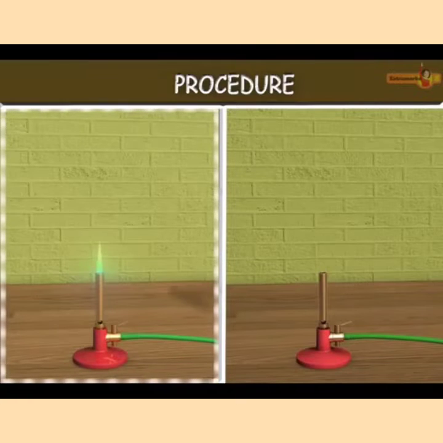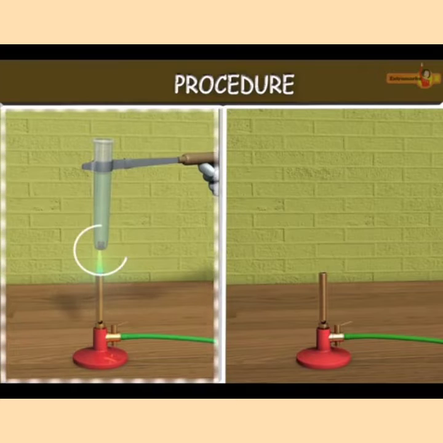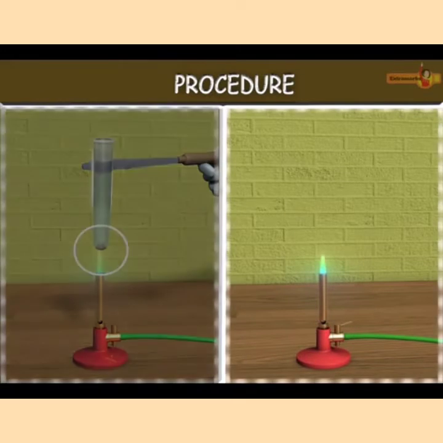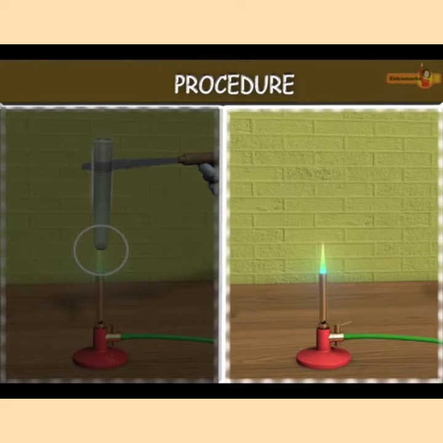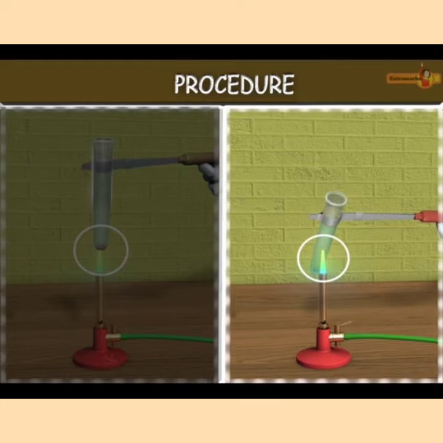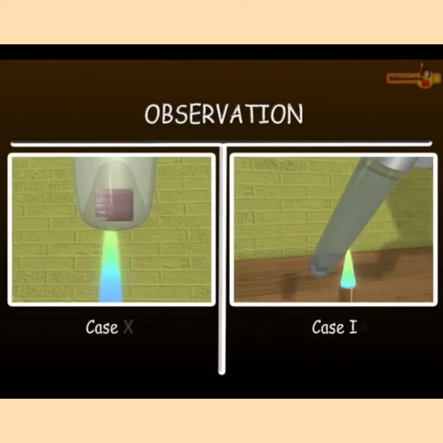One of the students heats the test tube by keeping the flame close to the wax, while the other student heats the test tube by tilting it and keeping the flame a little above the position of the wax. The wax in the case of the student who heated the test tube by keeping the flame close to the wax melts quickly as compared to the other student who heated the test tube by keeping the flame above the position of the wax.